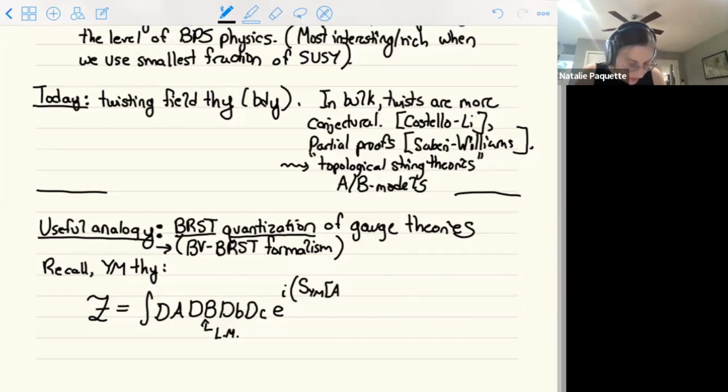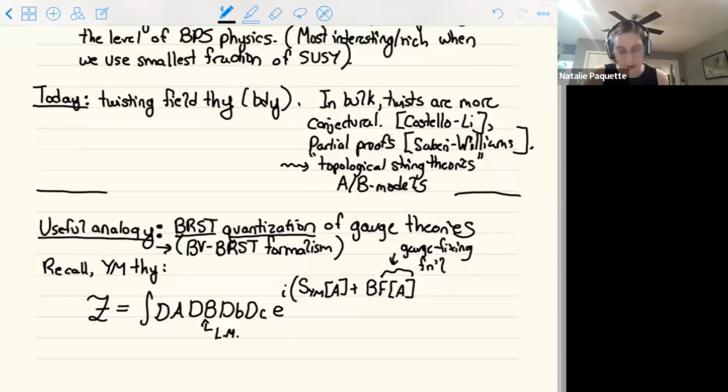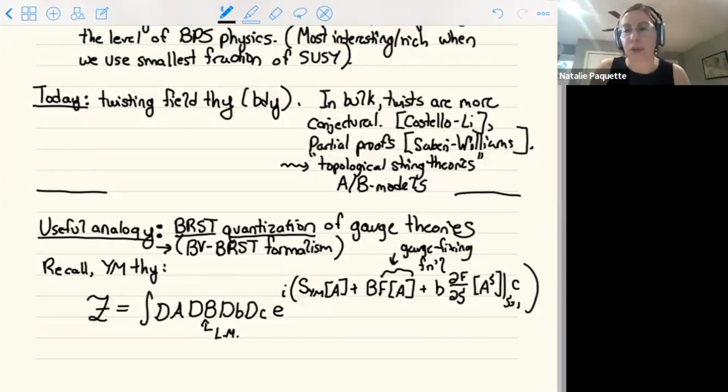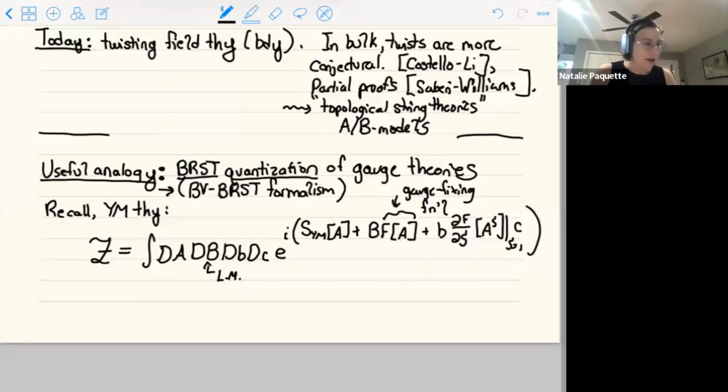And so our action becomes a sum of our original Yang-Mills action plus this term where you have the Lagrange multiplier field multiplying some gauge fixing functional that I'm calling f of A, which we choose. For example, it could be like ∂_μ A^μ = 0, the usual covariant gauge, but in general, you have freedom to choose your gauge fixing as you like. And then there's the term coming from the B and C ghosts, which comes from taking the derivative of that functional with respect to some gauge parameter and replacing that gauge variation parameter with the C ghost. Okay, so we do that.